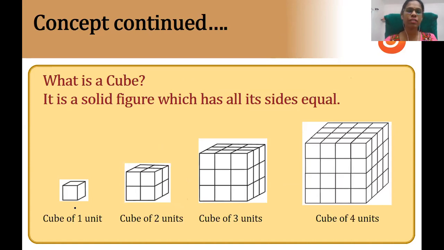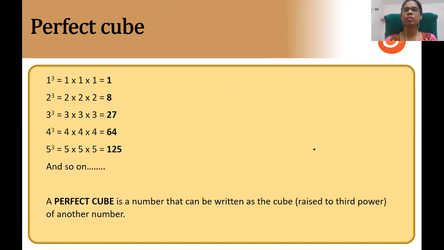Here is an example of small cubes. Cube of 1 unit here, cube of 2 units here. These are the 2 units. Cube of 3 units here, unit 1, unit 2 and unit 3. Cube of 4 units, 1, 2, 3 and 4. Let's move on. We'll discuss the cube of a few numbers.